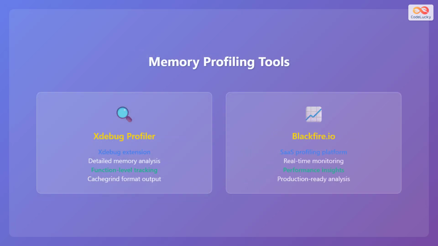To dive deeper into memory analysis, consider using memory profiling tools. Xdebug Profiler, which is part of the Xdebug extension, provides detailed memory analysis, including function-level tracking and output in cachegrind format, allowing you to pinpoint memory usage hotspots in your code. Another tool is Blackfire.io, which is a software-as-a-service profiling platform that offers real-time monitoring, performance insights, and production-ready analysis, making it easier to optimize your PHP applications.